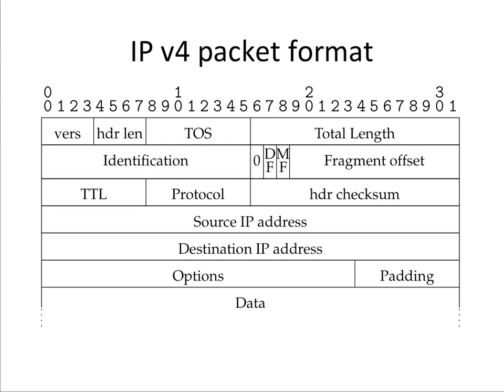Why do you need to put it there? Because on each hub, we need to know how to forward the packet. And also, the destination needs to know that that's the destination. So we need that. Why do we need source IP address or source address?